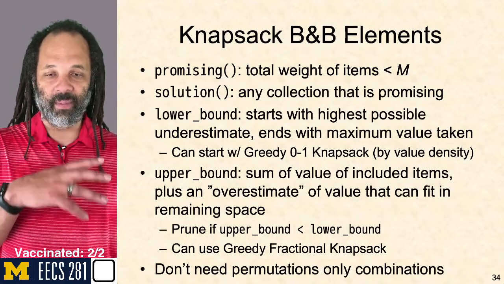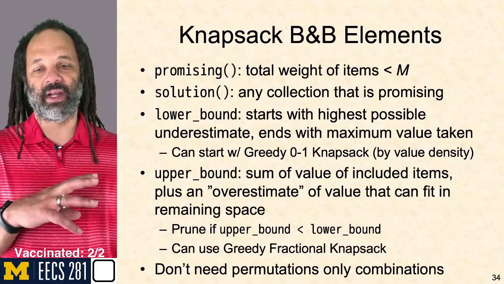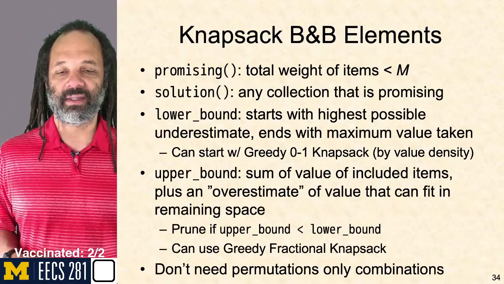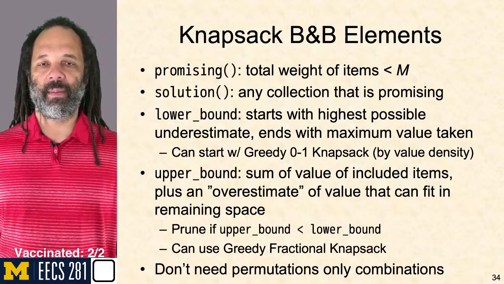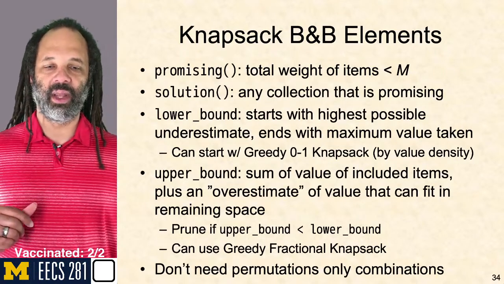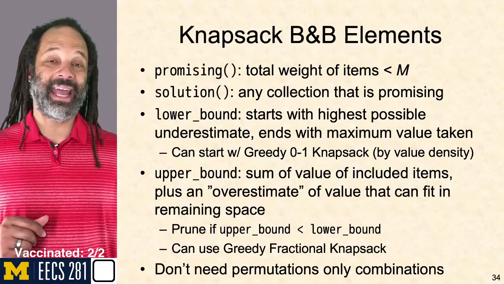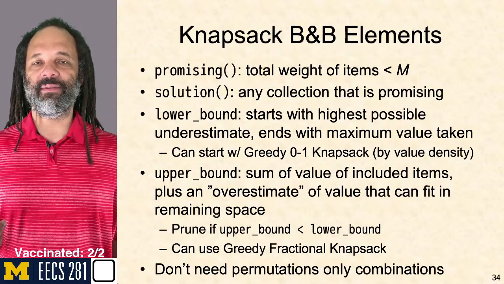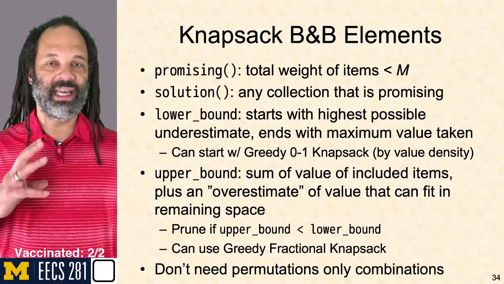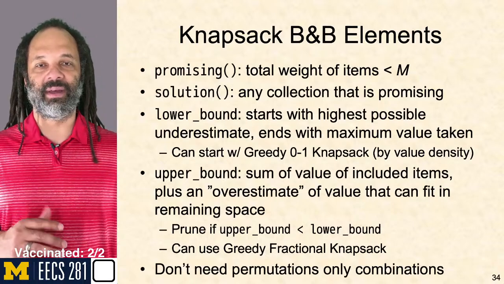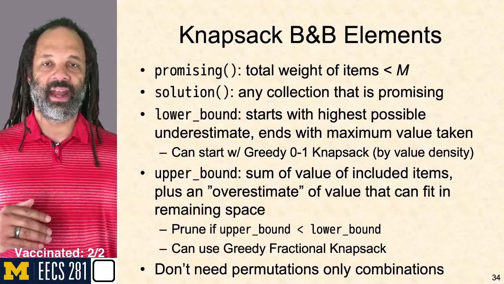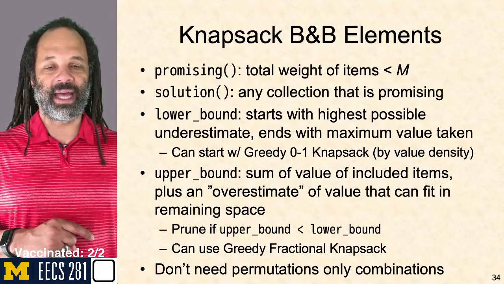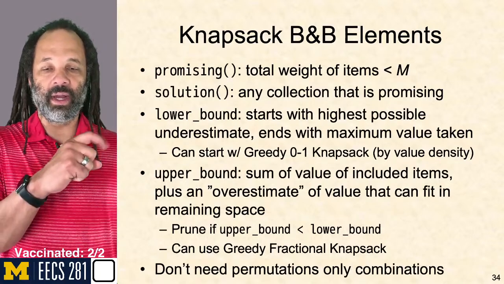As I look at my upper bound, I'm going to sum the value of all the things that I've included, plus my overestimate now of what can fit in the remaining space. And I want to prune if my upper bound is less than my current lower bound, right? It turns out that I can actually just use the greedy fractional knapsack, because remember, the greedy fractional knapsack was giving us an optimal value. It was never going to give us something shorter than optimal. So that's great. We can use the greedy fractional knapsack here to make that happen, and the greedy 0-1 to give us our initial lower bound.